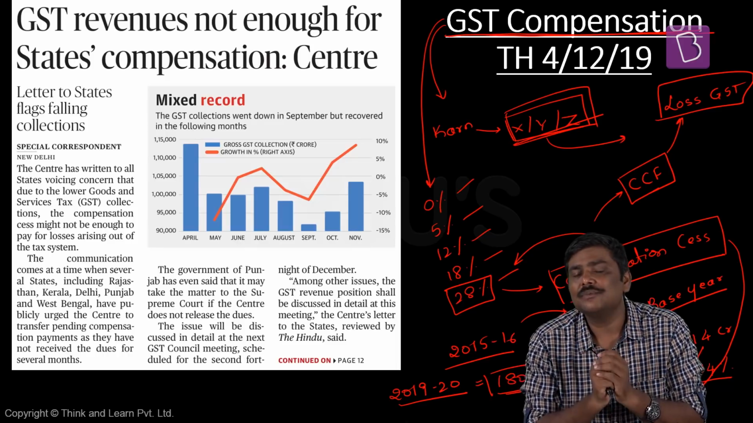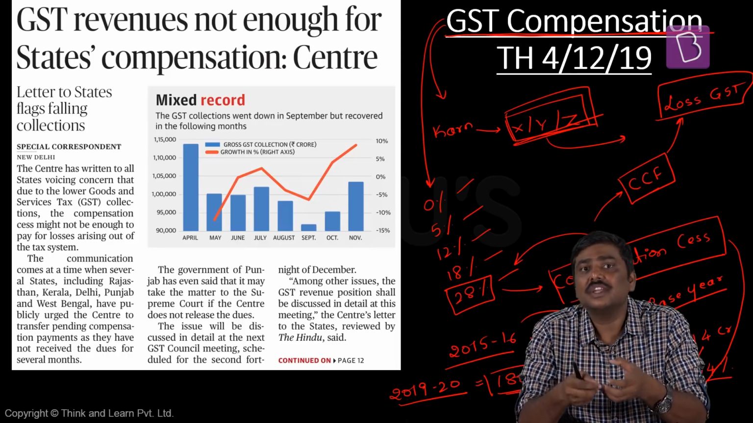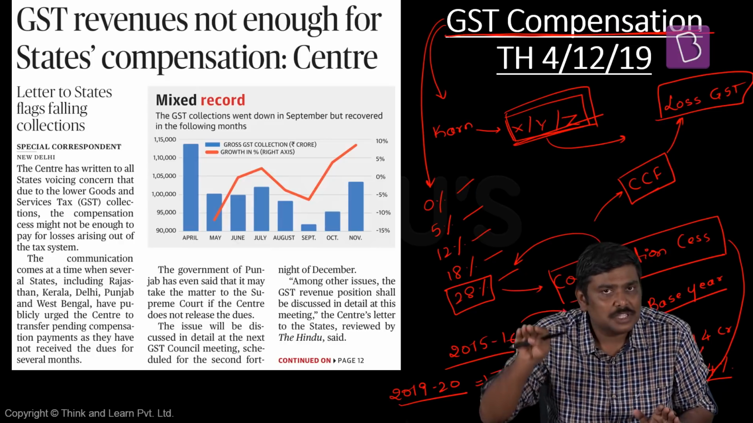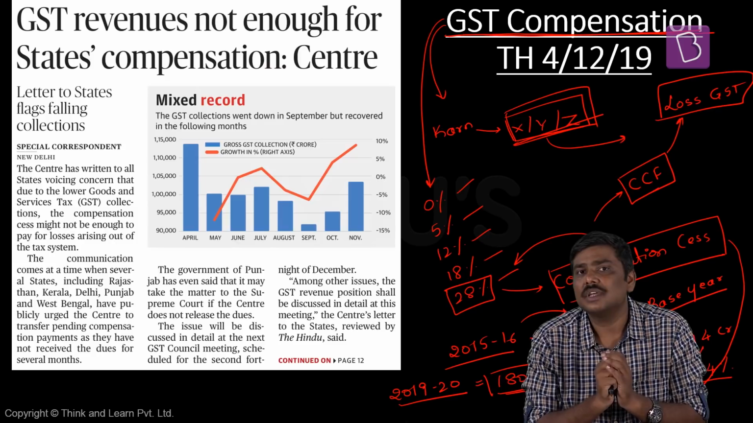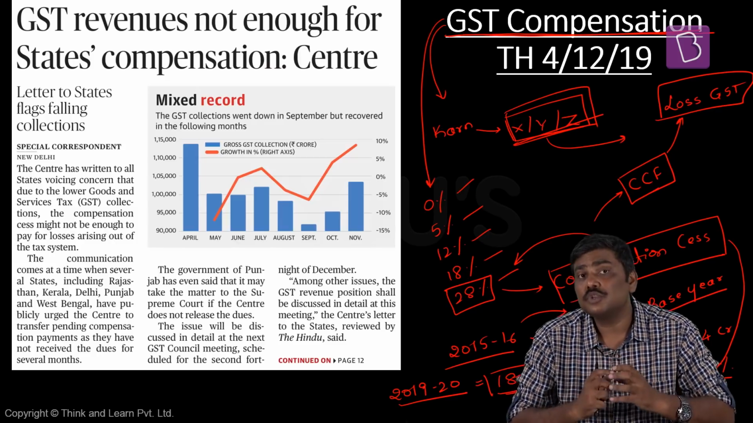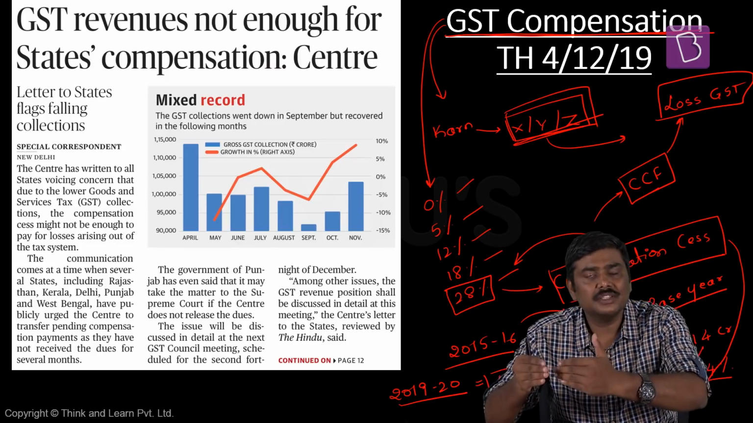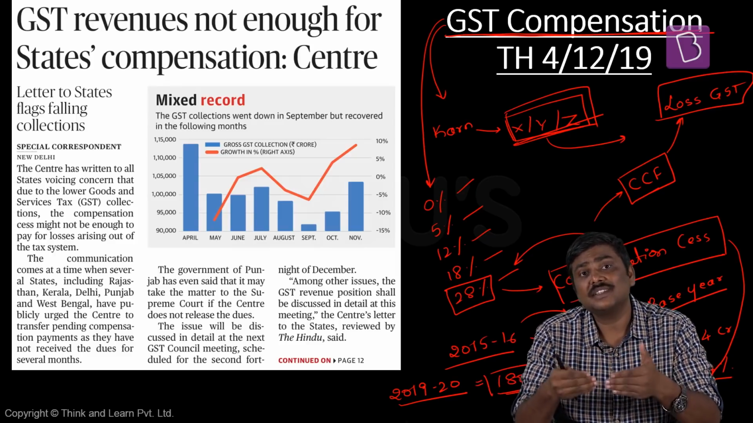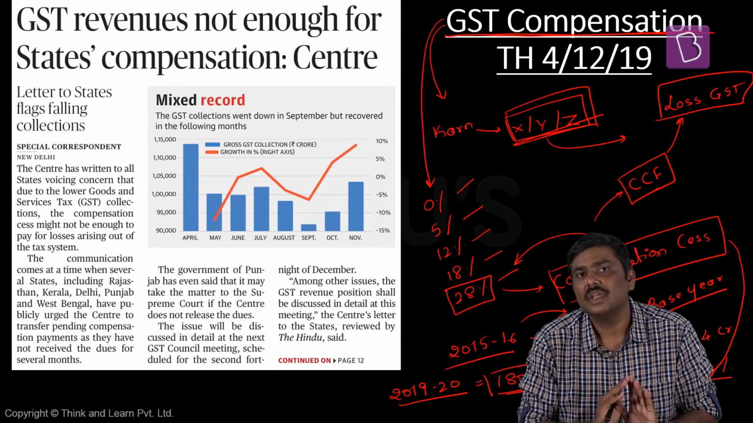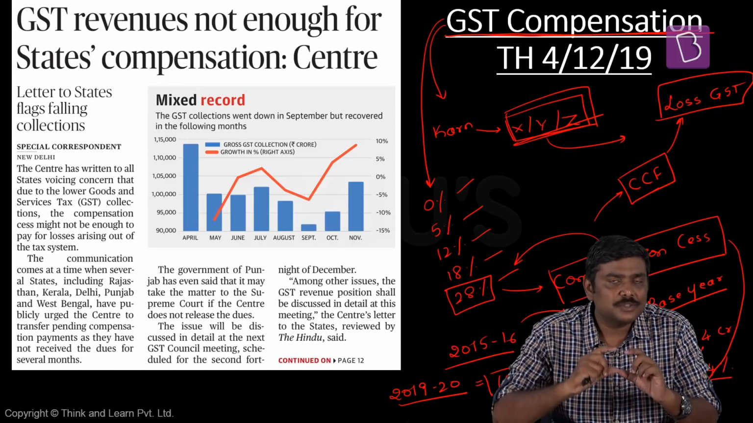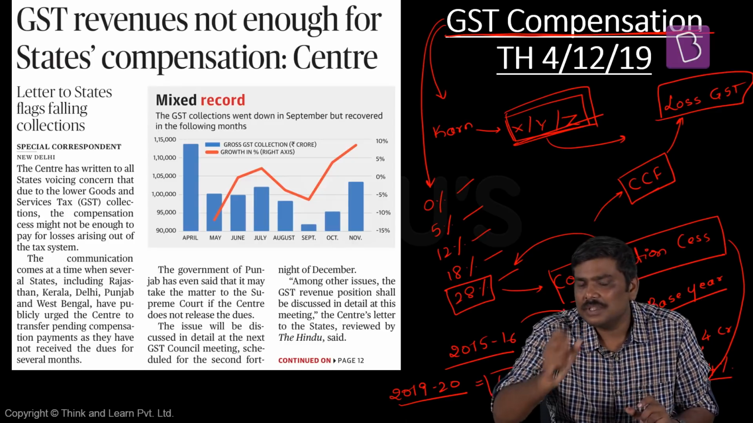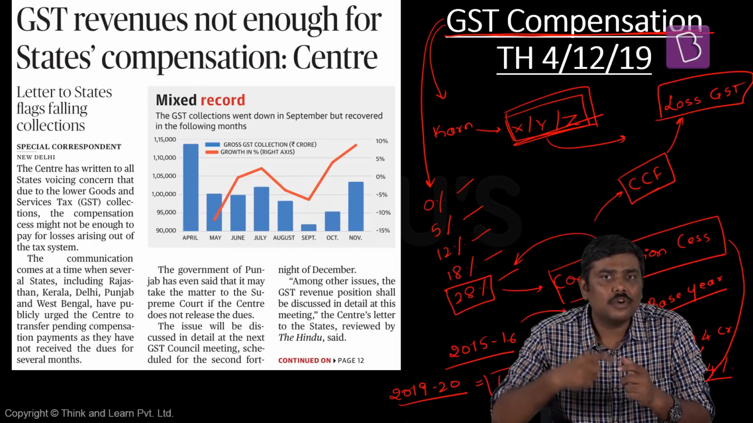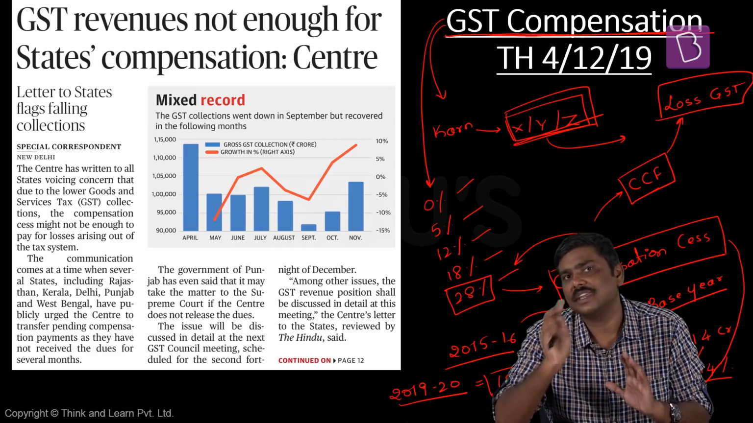But in recent times, the compensation cess collection has been much lesser. The GST revenue collection also has been much lesser. In simple terms, the compensation which is supposed to be paid by the center to the states is much higher than whatever is the compensation cess collected by the center itself. As a result, there has been a delay in paying the compensation to the states. There is pressure on the central government to provide full compensation for all the states.